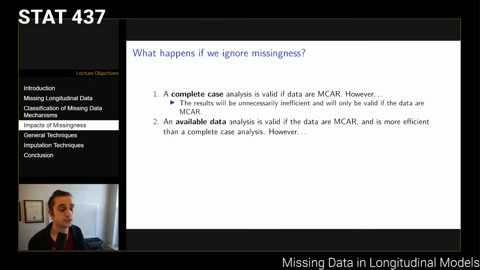So we might turn to an available data analysis instead. The idea with an available data analysis is that instead of only looking at the people who completely responded, we look at anyone, the full set of responses that they had, okay? And so if someone responded and 70% of their responses were there, we consider those 70% of responses. So this is going to be more efficient than a complete case analysis. And if the data are missing completely at random, it's going to still be valid.